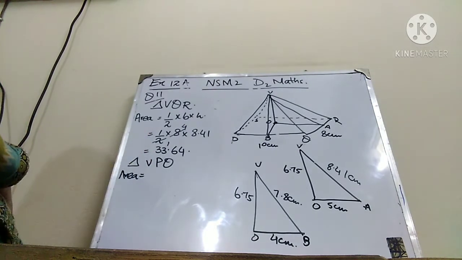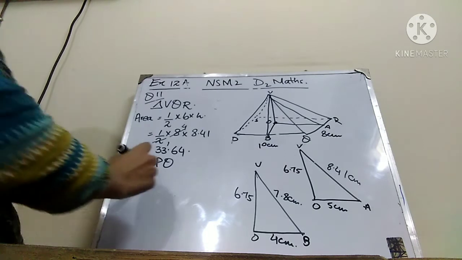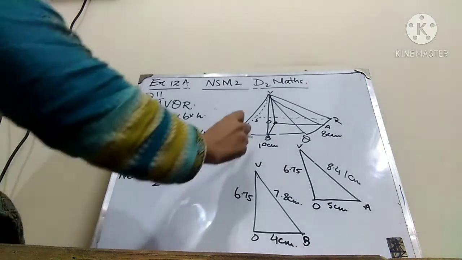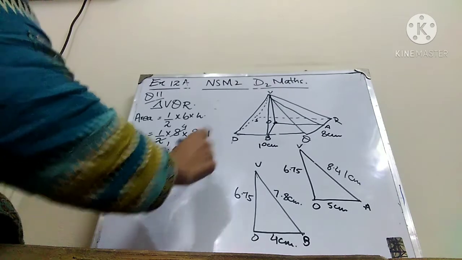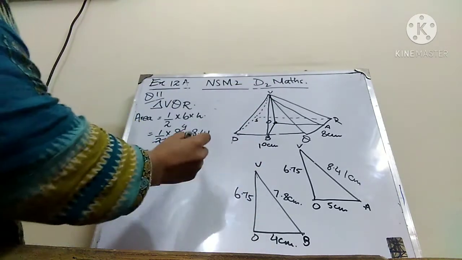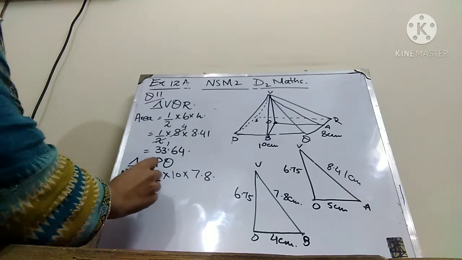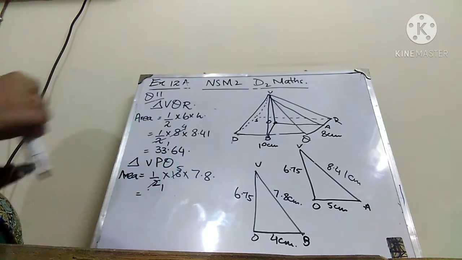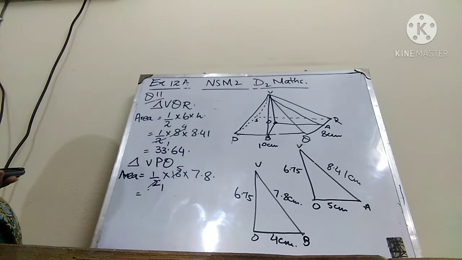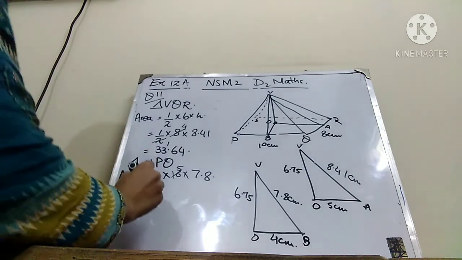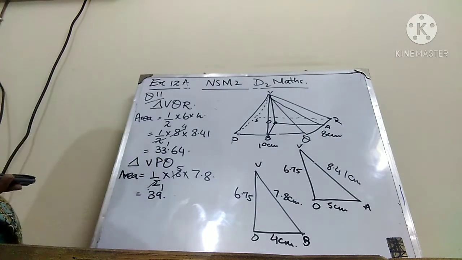So the formula to find out the area of the triangle is 1/2 multiplied by base. Here the base is 10 and multiply by height. We have found the height, which is 7.8. So 2 1s are 2, 2 5s are 10. So when I multiply 5 with 7.8, I will get 39. Okay, so now we have found the areas.